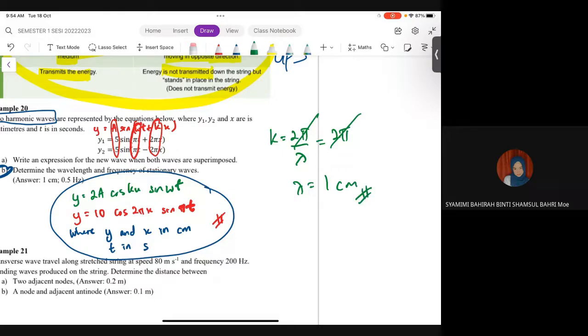Okay, next one they ask you about frequency. Frequency duduk kat omega, 2πf. Berapa omega? Omega adalah π. So, π potong. So frekuensi sama dengan 1/2. So 0.5 Hz.